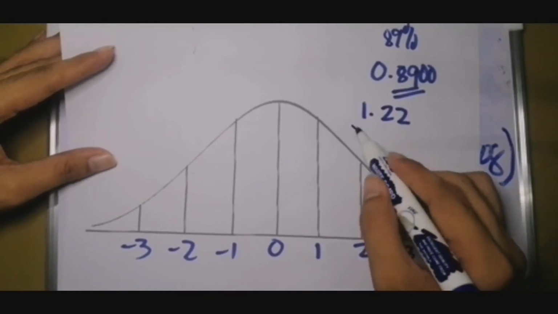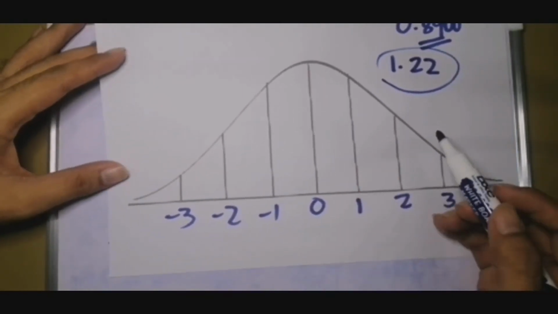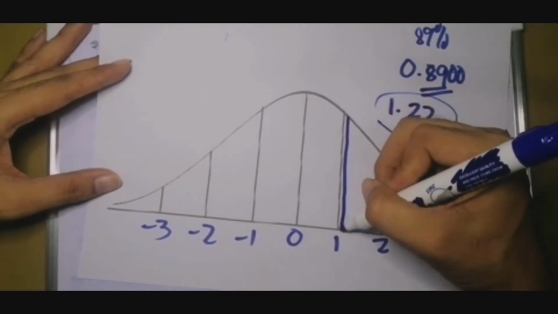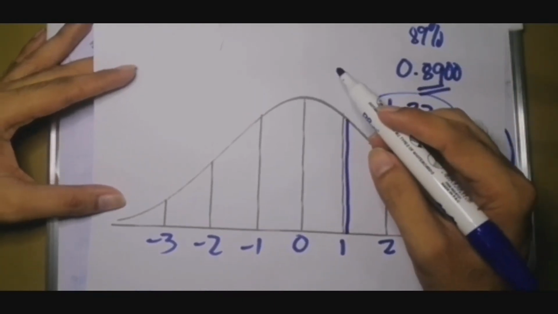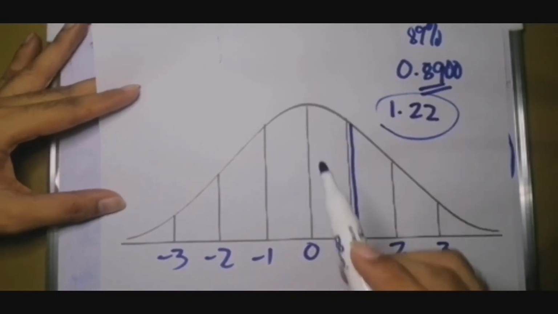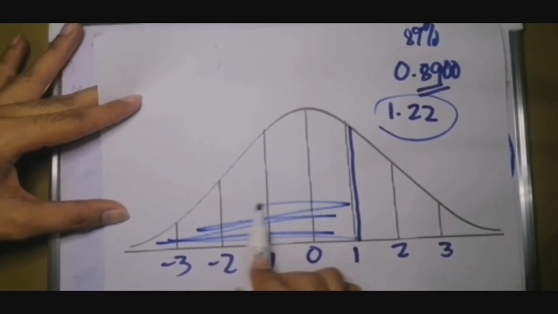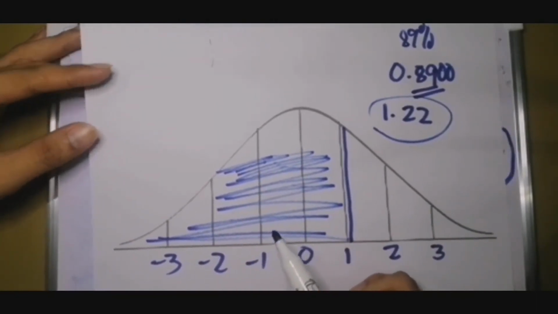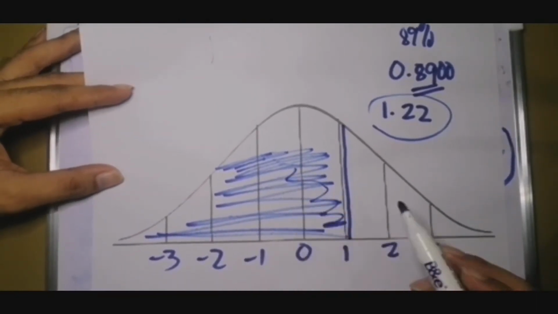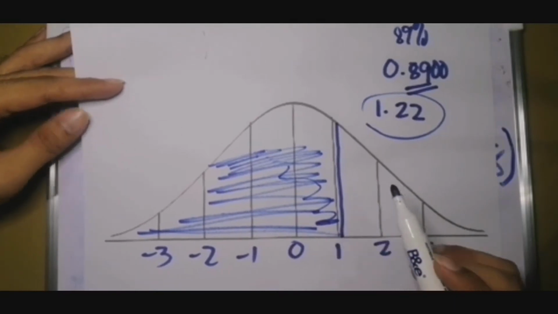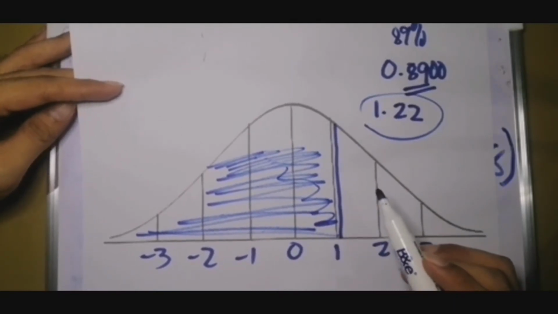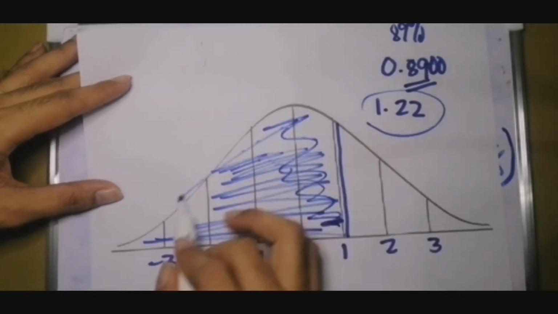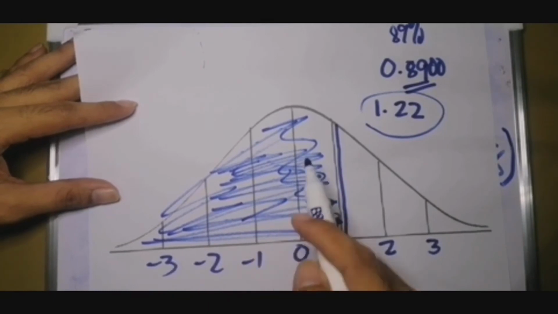So we construct this on the normal curve, where 1.22 is. It is here. So where is the shaded part? The shaded part is here. According to the given, 89% of examinees scored lower than 91, so the lower part is the shaded one, which is this part.